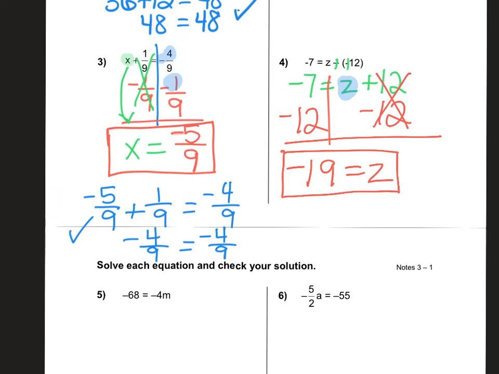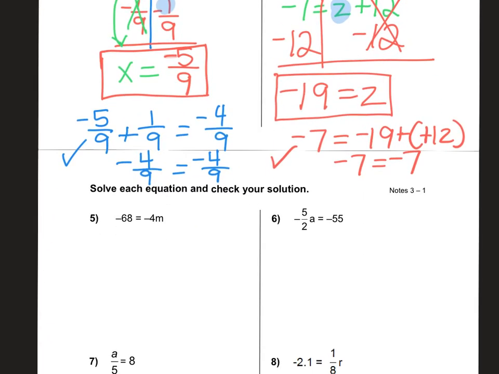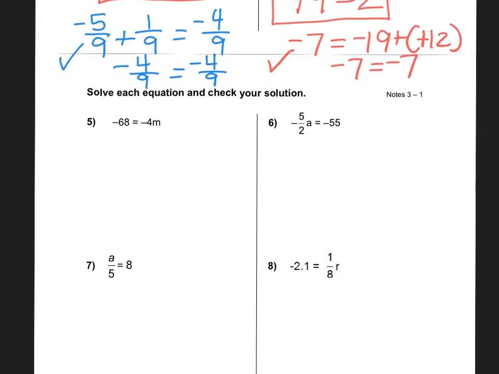We can still plug it back in and see. Negative 7 equals negative 19 minus negative 12. I'm plugging it into the original, which is the same as negative 19 plus 12. Yep, it works. That's one of the many things I love about equations: you can take your answer and plug it back in. And if you don't get both sides to be equal, then somewhere you missed a step.